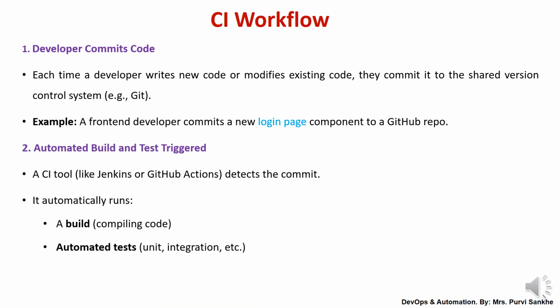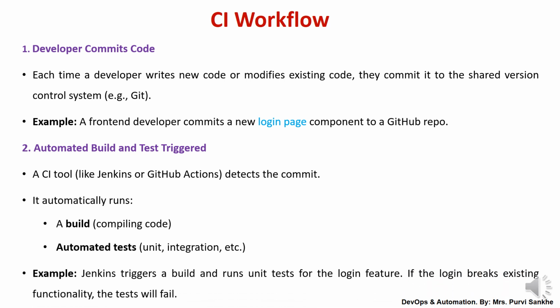The second step is that the automated build and test is triggered. So a CI tool, any of the CI tools, detects the commit and automatically runs a build and then proceeds with the automated tests. For example, Jenkins triggers the build and runs unit testing for the login feature. If login breaks existing functionality, the test will fail and the team will be notified.